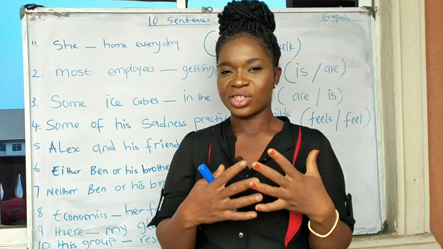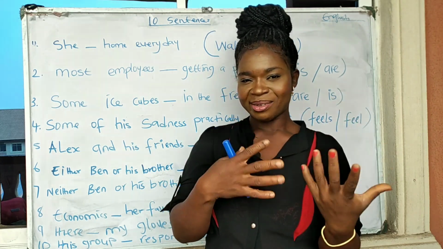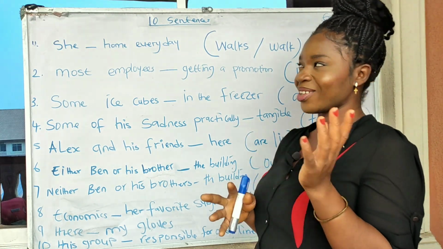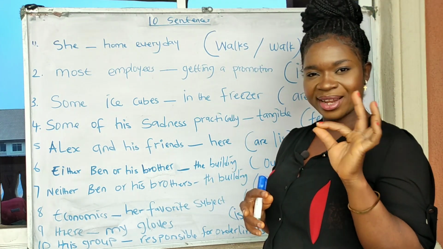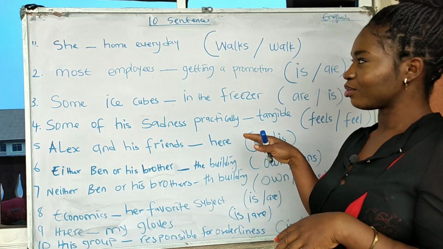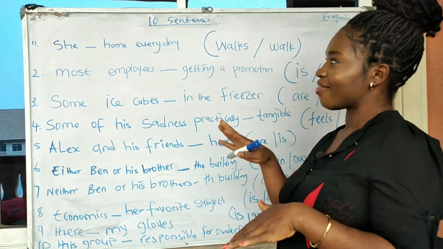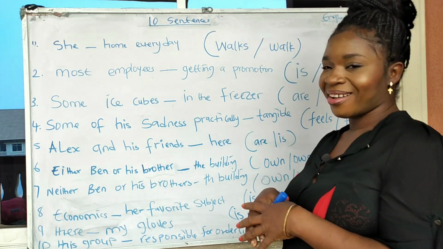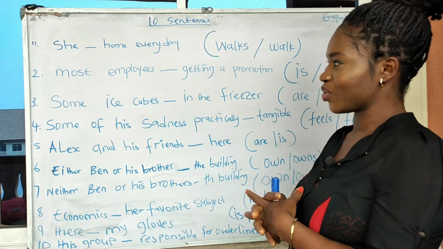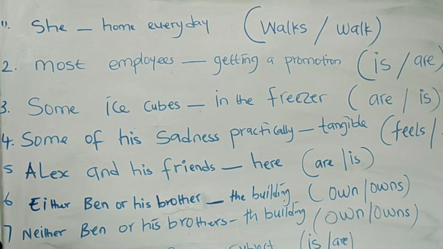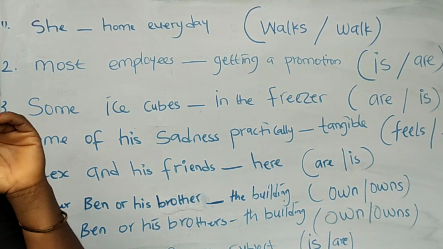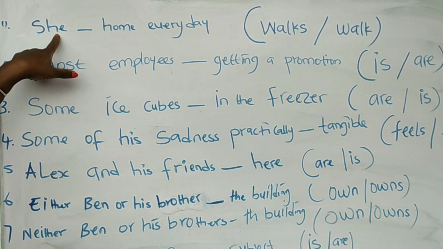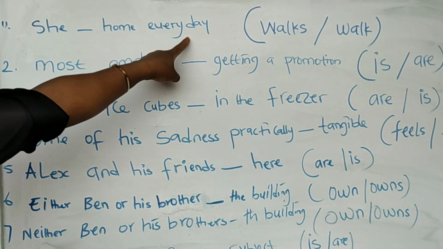Before we dive into the rules guiding this subject verb, let's take a look at these 10 questions on the board. It's going to be nice if you could get a pen and paper to note down your answers, so that at the end you'll know how many you are able to get right. So without wasting time, let's go straight to number one. I'm going to be giving you 2 seconds each to note down your answer. So let's begin. Number one, she dash home every day.